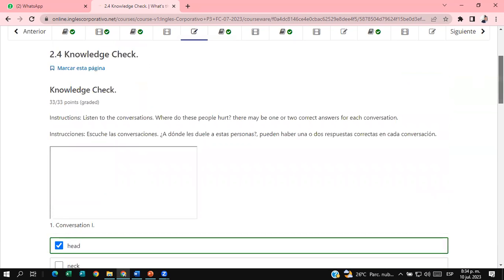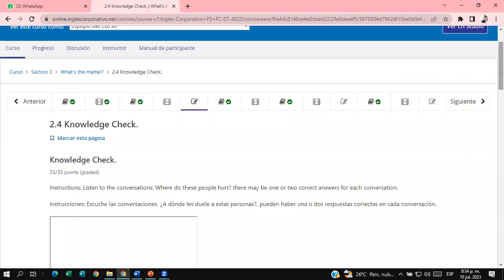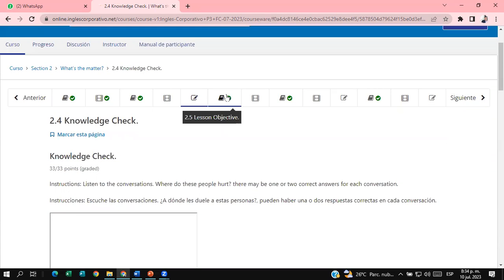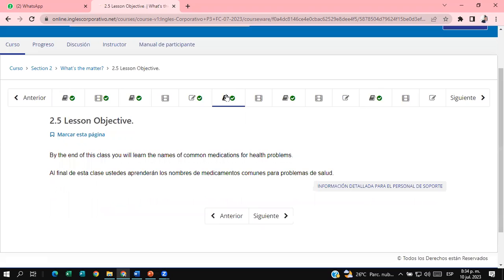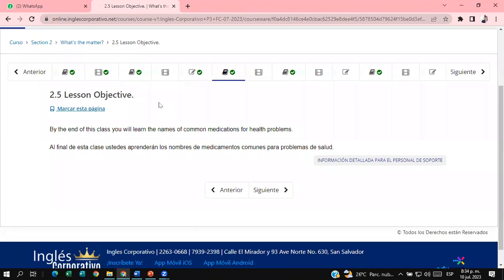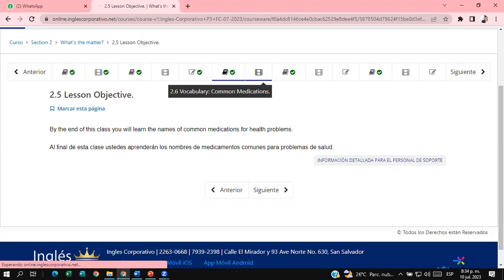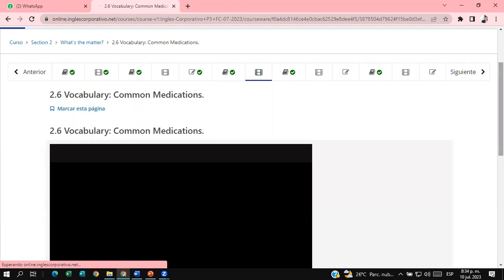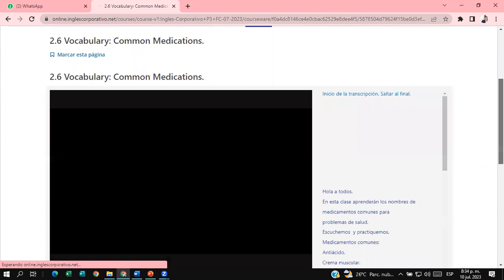Righty. Let me double check this part. También la captura, ¿no? Okay. And this is going to be the last exercise we're going to complete on the platform. And it says, by the end of this class, you will learn the names of common medications for health problems. Okay, let's listen to the conversation and then we're going to move to a speaking activity.